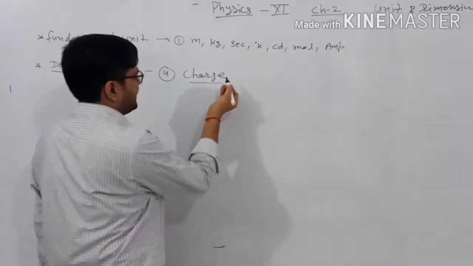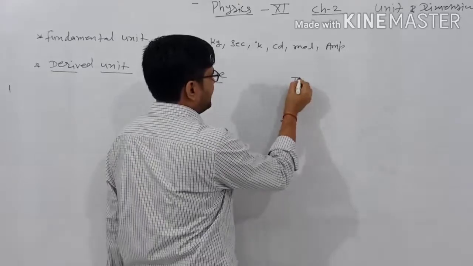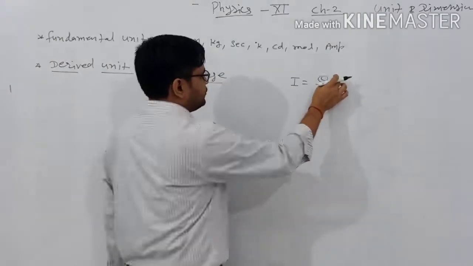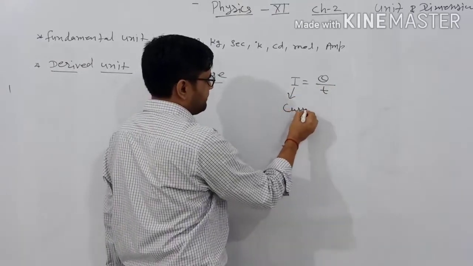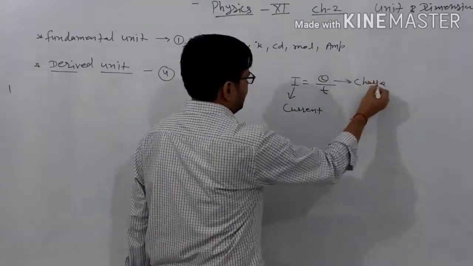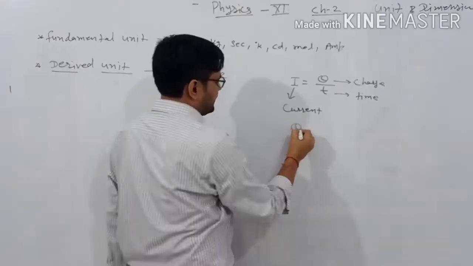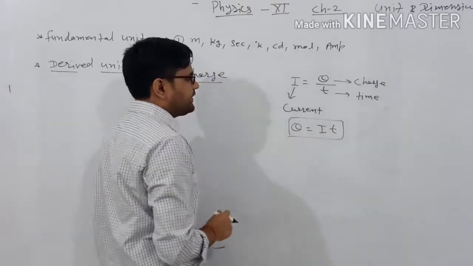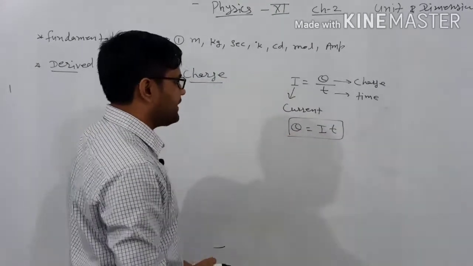Charge, it means आवेश की बात कर रहे हैं. Here we have a basic formula I equal to Q upon T, the current equal to charge per unit time. I is the current, Q is the charge and T is the time. Now the formulation of Q is I into T, it means the charge equal to current into time. Charge is the multiplication of the current and time.